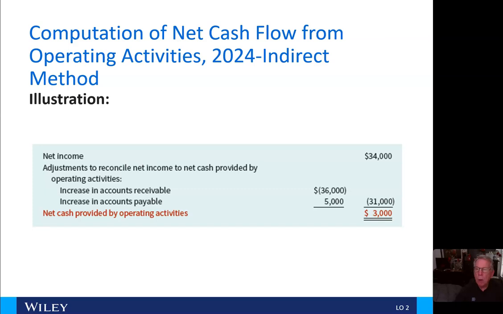Okay, so here is our net income, and we make an adjustment to reconcile net income to net cash provided by operating activities. So an increase in accounts receivable is a decrease in cash. An increase in accounts payable is an increase in cash.